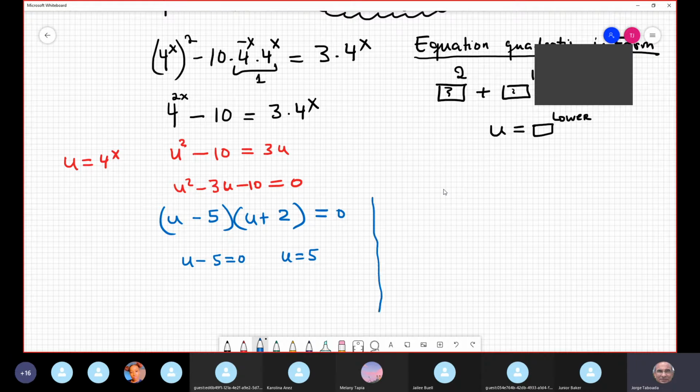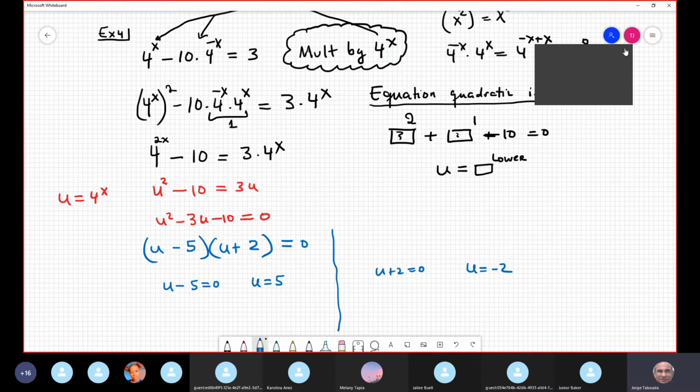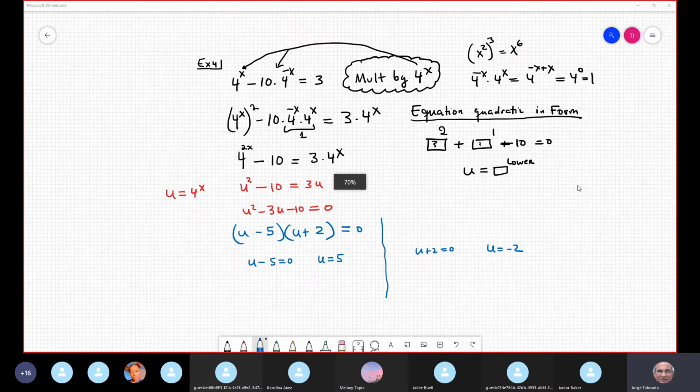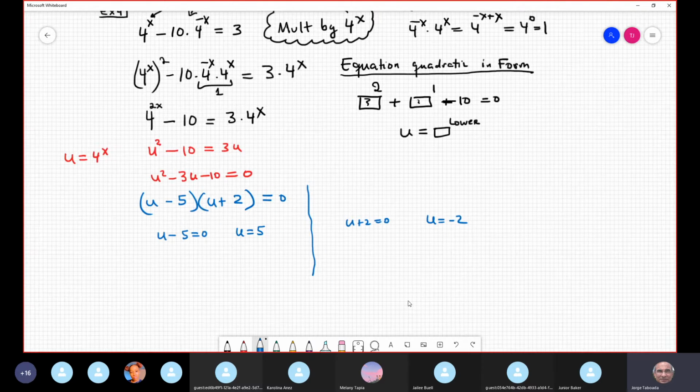I split the paper into two parts. U plus 2 equal to 0 is because u is negative 2. I think, no, remember my goal is solve for x, get the original variable, and u is the intermediate or auxiliary variable to help me to convert the exponential equation to quadratic equation. Okay, so now how do you restore the original variable?